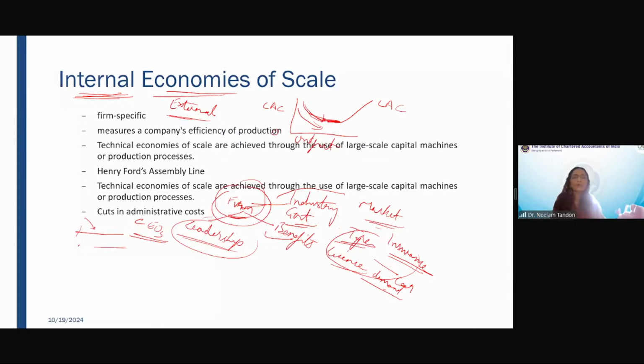And what happens within the firm is internal. So when this LAC decreases because of the firm's internal factors, then we call it internal economies. When LAC decreases because of factors which are not firm driven, but external factors, due to which the firm gets benefit, then these external factors are known as external economies of scale, helping the firm to perform better.